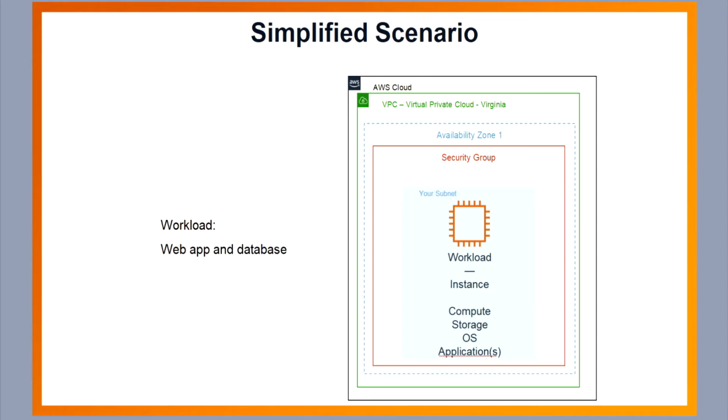It could mean your CRM system. It could mean your Exchange server. It could mean your PostgreSQL server. It could mean any number of things, Apache, etc. So a workload is simply what you deploy, and you deploy a workload in an instance. An instance is referred to as what runs your compute and your storage.